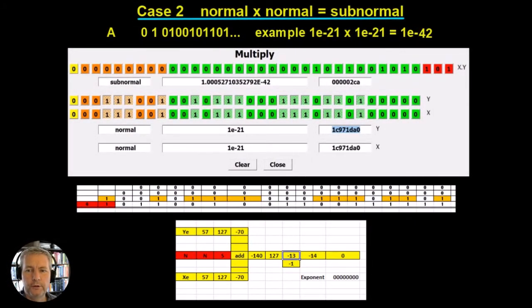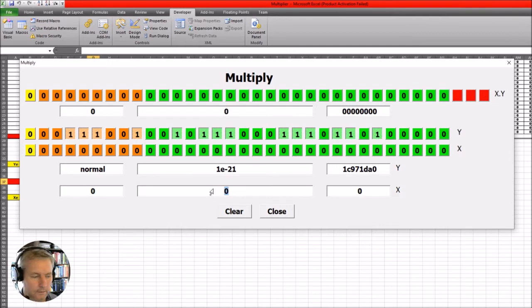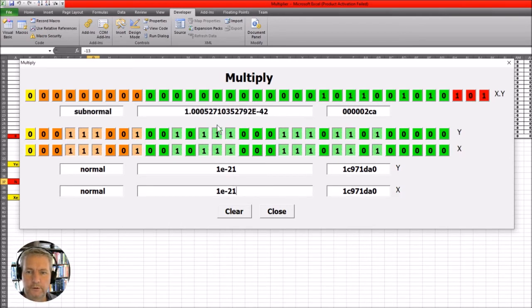So let's run it up in the tool and we'll have a look at it live. That's us live in the tool now, so we can put in our 1e to the minus 21. I'll just copy this and paste it in for speed. So that's our two results, that's our final answer here.